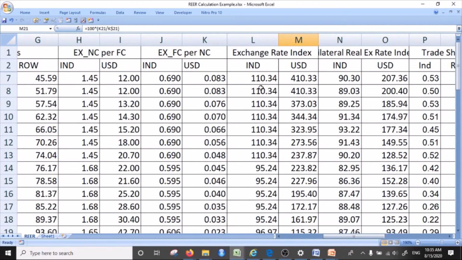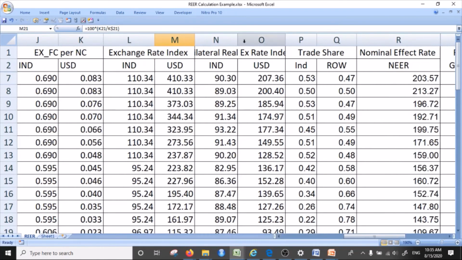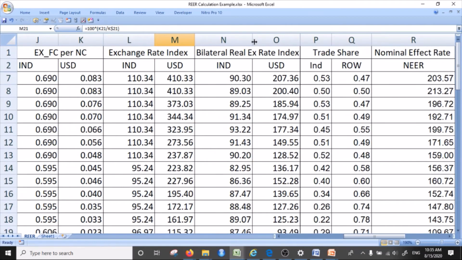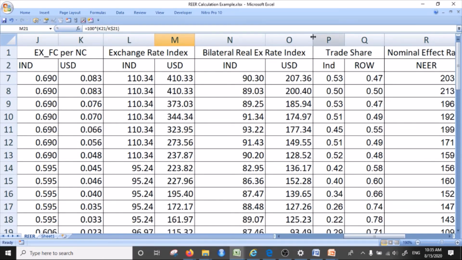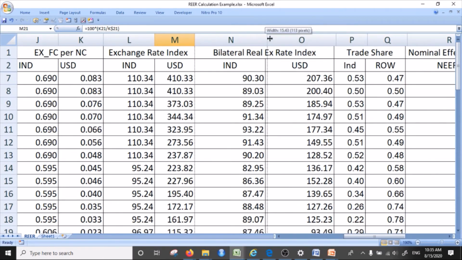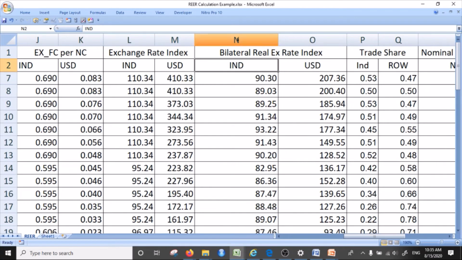So after converting the exchange rate to exchange rate index, now we calculate the bilateral real exchange rate index, the real exchange rate index with India and with the US dollar. To calculate the bilateral real exchange rate index, we just adjust it by the inflation differential.